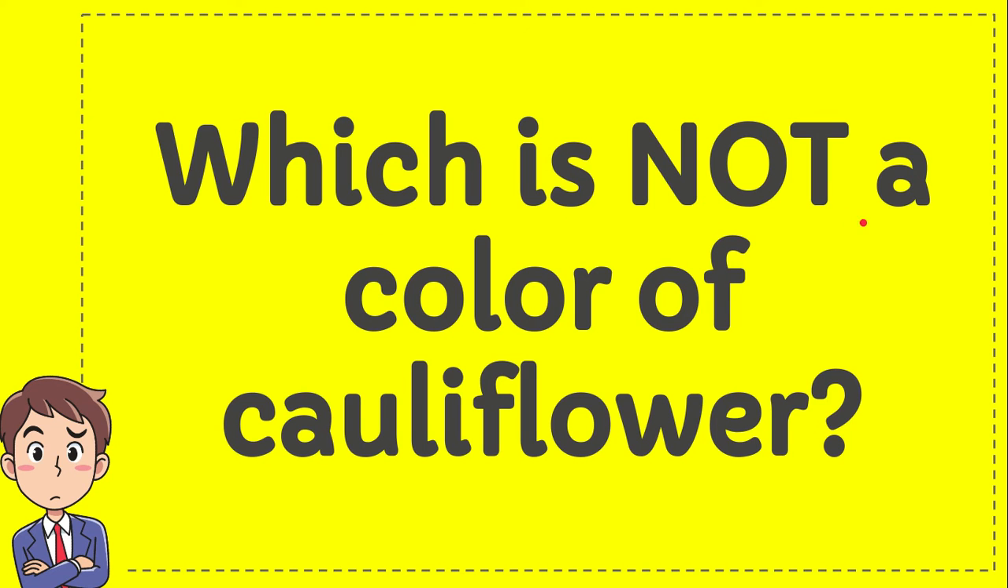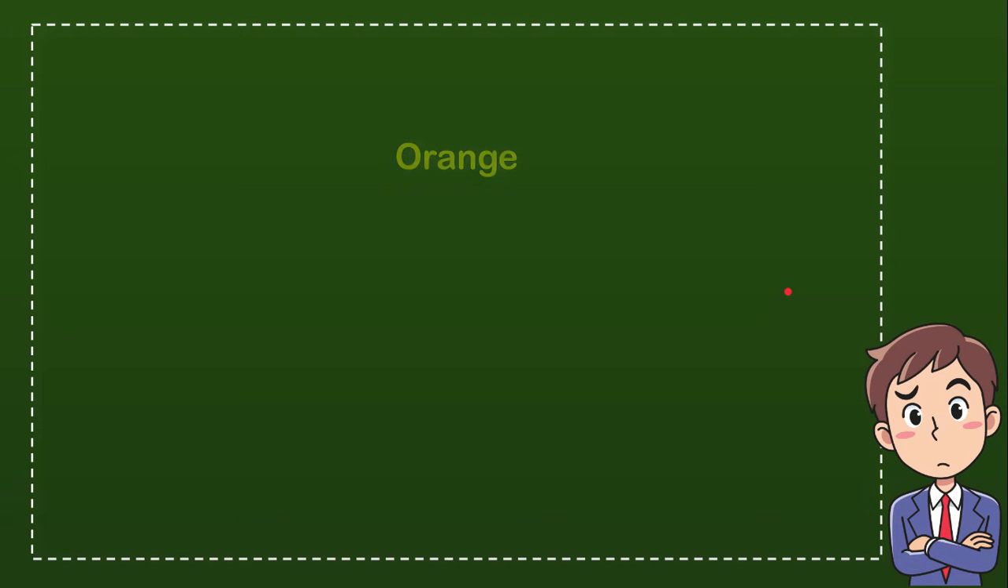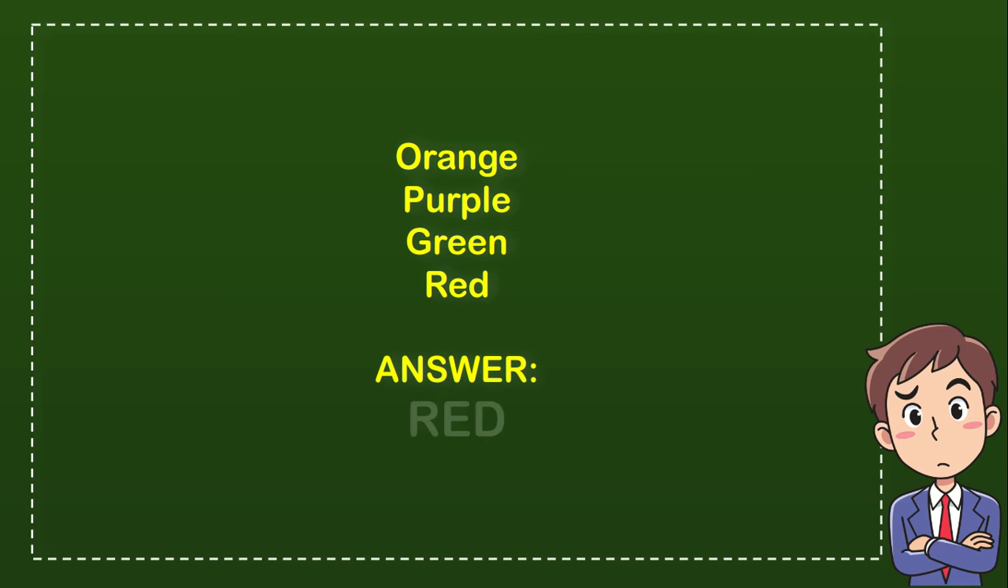Which is not a color of cauliflower? Orange, purple, green, or red? And the answer is red.